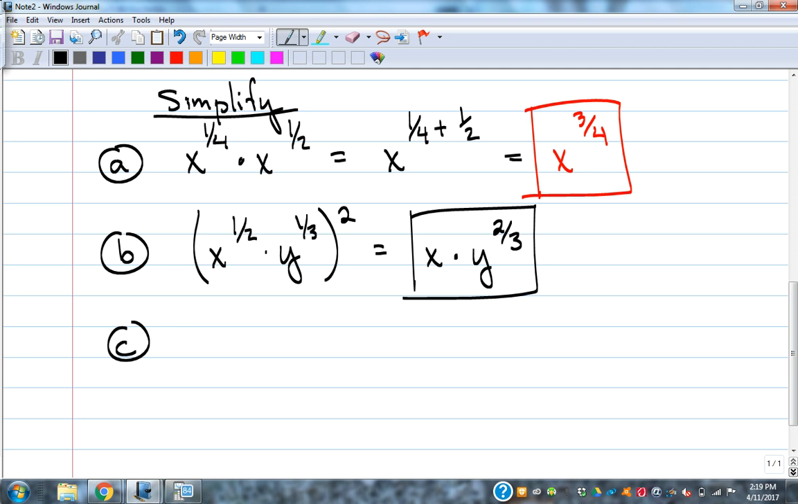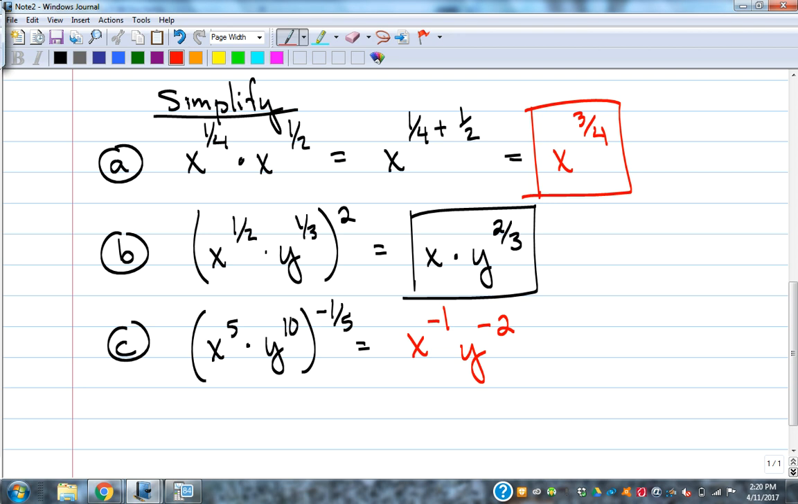Let's say we had x to the 5th times y to the 10th, all to the negative 1/5 power. So what's the rule on this one? Fraction exponent's on the outside this time. But it's still the same rule. You still multiply straight across. So it's 5 times negative 1/5, which would be x to the negative 1. And then 10 times negative 1/5 is how much? Negative 2.